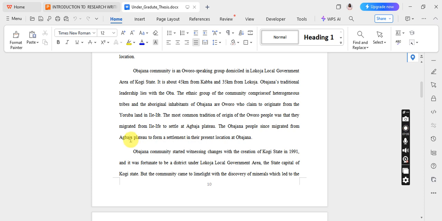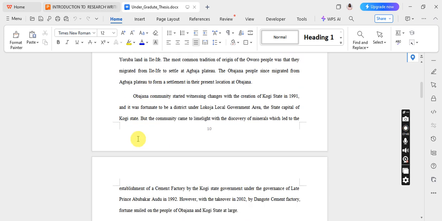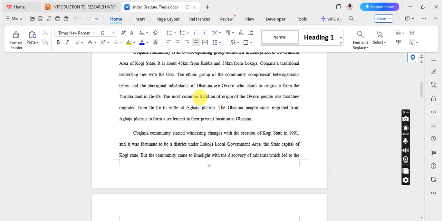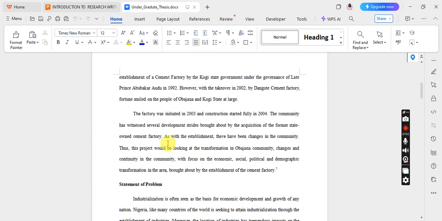Then from there, it comes to the Obajana community. Who are the people of Obajana community? This is an Oworo speaking group domiciled in Lokoja Local Government Area of Kogi State. From there, you get to talk about what causes transformation, and then begin to talk about the Dangote cement factory. This is where it came in.